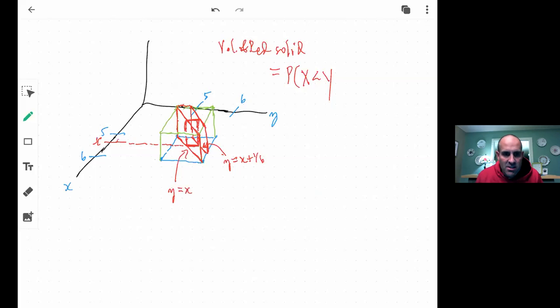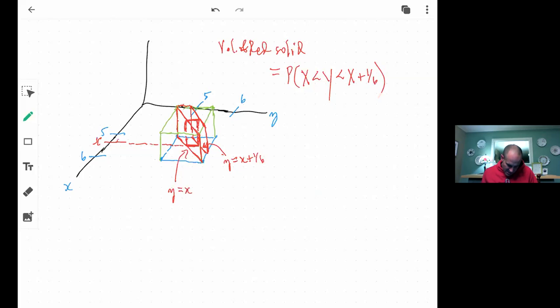And so you see that you're going to get the volume of this red solid right here. It's not a perfectly shaped prism or anything like that. It's kind of got a trapezoidal looking bottom. So how am I going to find the volume of that thing? This is the problem. That red solid is the probability that x is less than y, where y starts at x and goes on up to less than x plus a sixth. That's what that probability is.